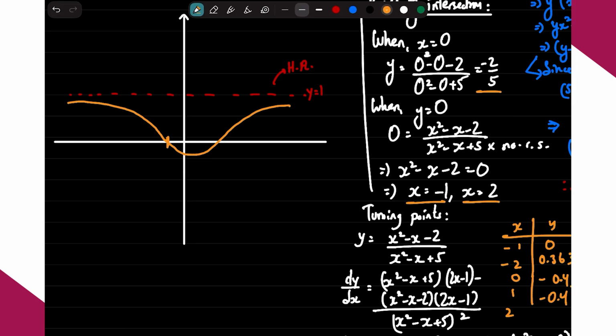So this point is particularly going to be (-1, 0). This point right over here is going to be basically (2, 0). I could have drawn it a little bit more accurately, but oh well. And then this particular point right here is going to be your specific (0, -2/5). So you've got your 3 points, and this is the most accurate representation as much as possible.